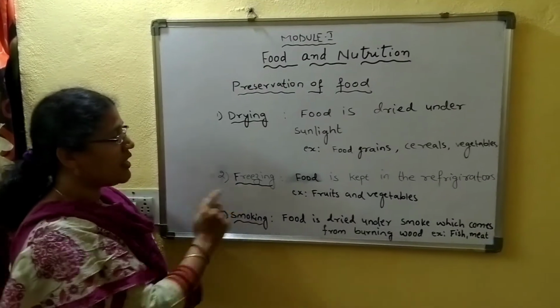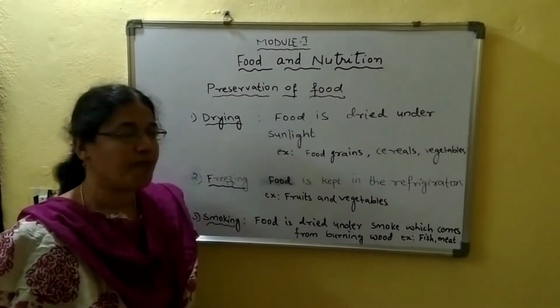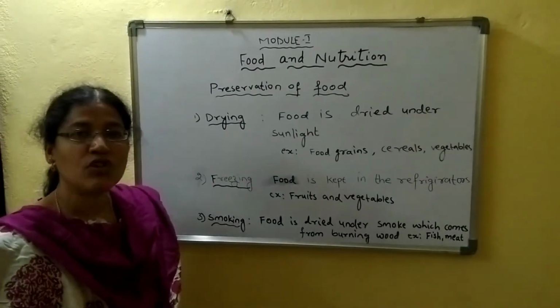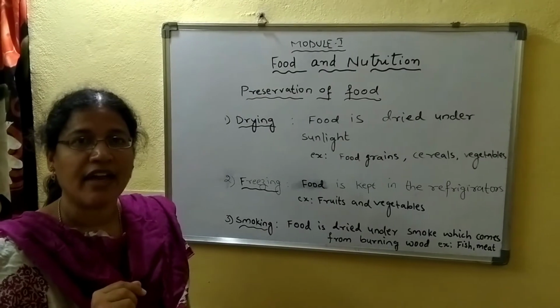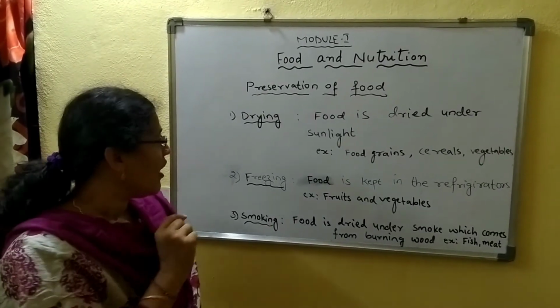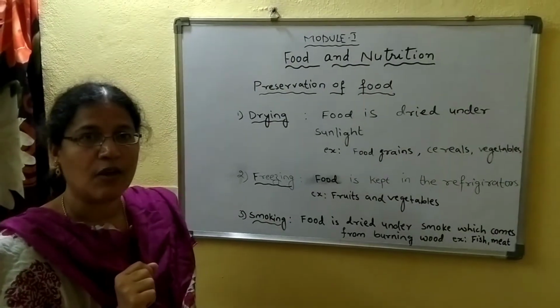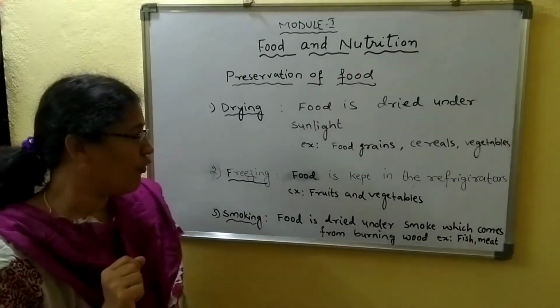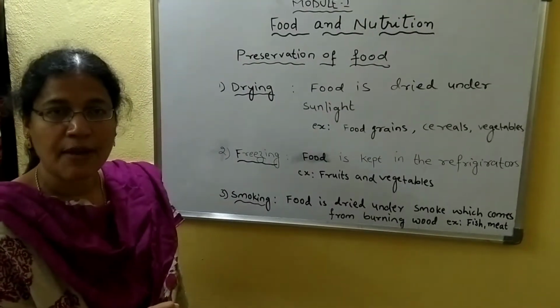Okay. Next, freezing. Here the food is kept in the refrigerator, where very low temperatures are maintained. At very low temperatures, the growth of microorganisms is very slow, so that we can save our food. Okay, fruits and vegetables are preserved in this method.